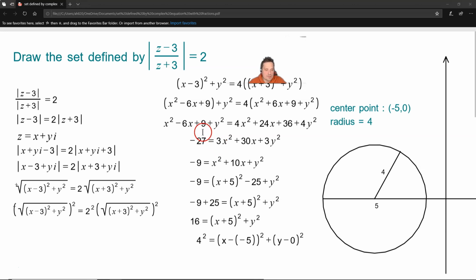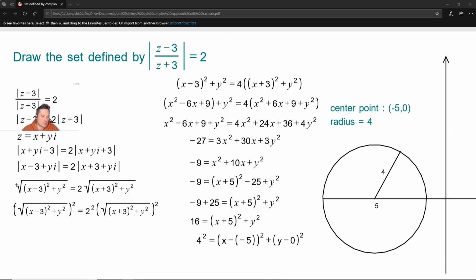Hello friends, in this one I'm going to go through an exercise in complex analysis. It says: draw the set defined by the modulus of (z minus 3) over (z plus 3), and that is equal to 2. So I want to look at this and make a picture out of it. Let me walk you through it.